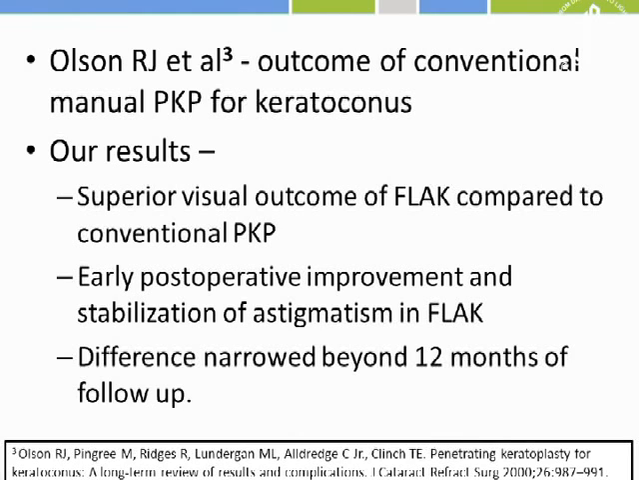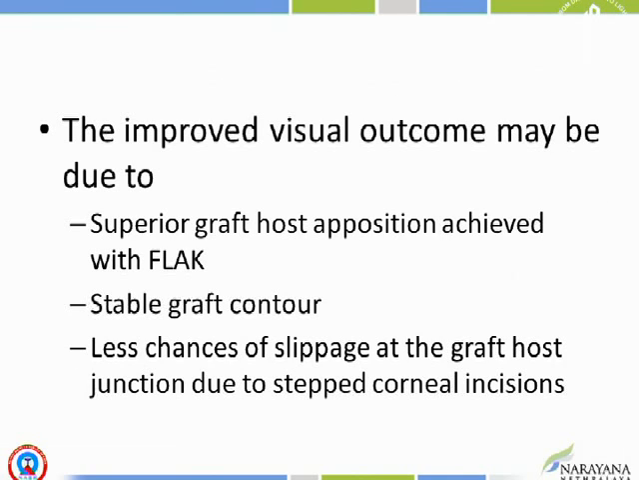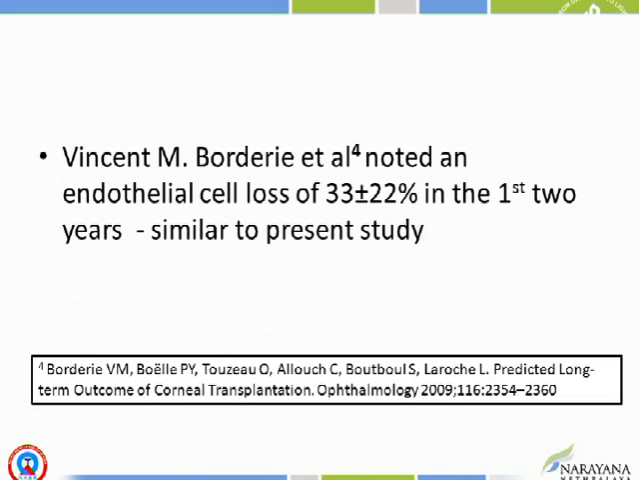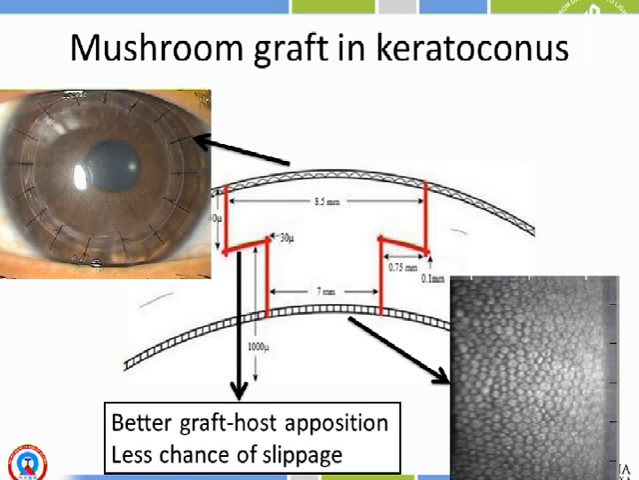However, this difference in improved visual outcome may be due to the superior graft host apposition, stable graft contour, and less chance of slippage due to the stepped corneal incisions. The endothelial cell loss noted in our study at 1 year has been similar to previous studies. Mushroom graft is better in keratoconus because the larger diameter anterior cut ensures that the sutures are away from the visual axis, thus minimizing the suture-induced astigmatism. As the endothelium is normal in keratoconus, we take a smaller diameter of the endothelium, thus theoretically reducing the chances of rejection due to the reduced antigenic load. And also, as discussed, there is a better graft host apposition due to the lamellar cut.